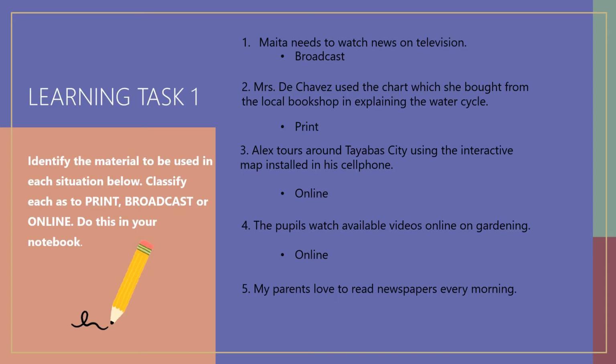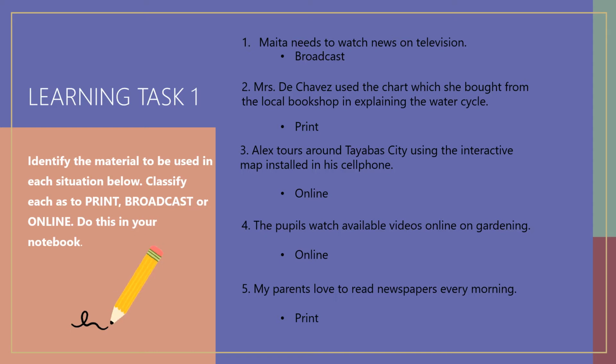Next, we have number 5. My parents love to read newspapers every morning. So, the word that we need to identify is the newspaper. I'll give you 3 seconds to answer. 3, 2, 1. And the answer is print. Because the newspaper is printed. Okay?